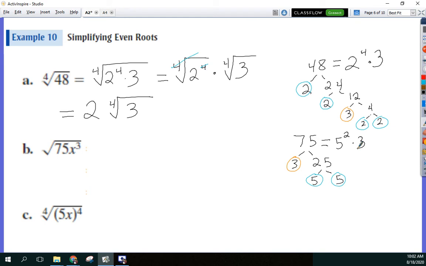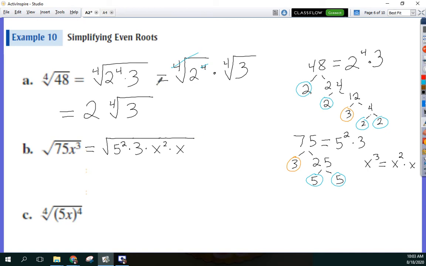Now, notice we also have an x cubed. So very similarly to what we've been doing, we want to write that as something squared, and then we're just going to multiply by whatever's left over. So if I have an x to the 3rd, and I want to break apart that x squared, I would have an x left over. And we want to do that because now I have the square root of 5 squared times 3 times x squared times x.